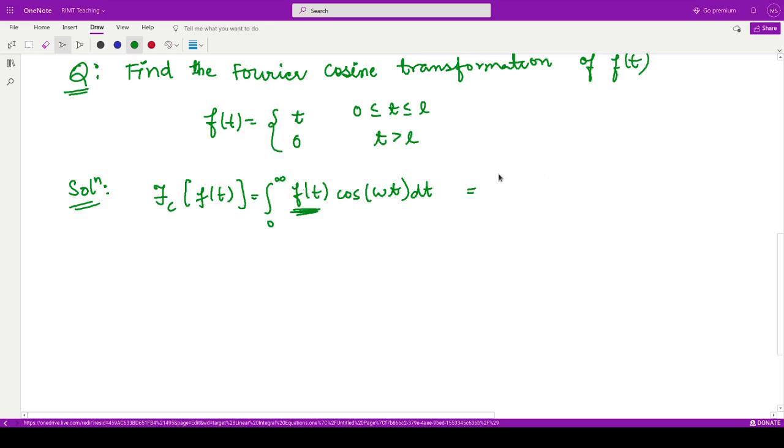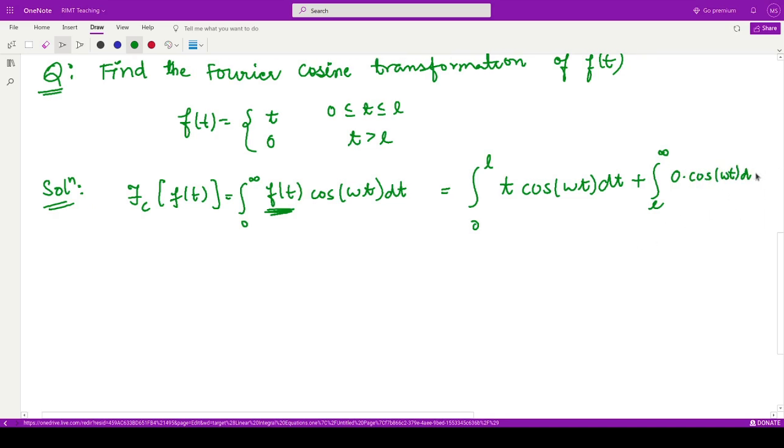So that means we can break it from 0 to L, where the function's value is t cos omega t dt, and from L to infinity, the value of the function is 0, so 0 into cos omega t dt. Right. So this term is obviously 0, since the integration of 0 is 0.